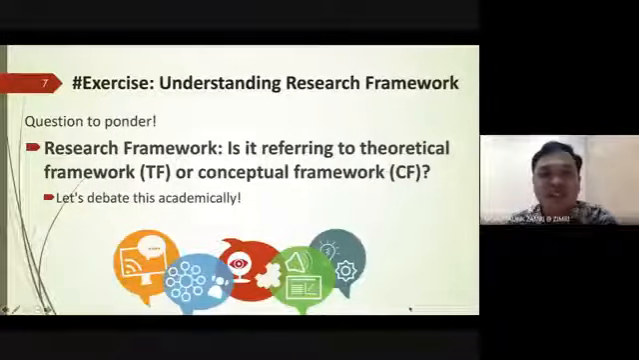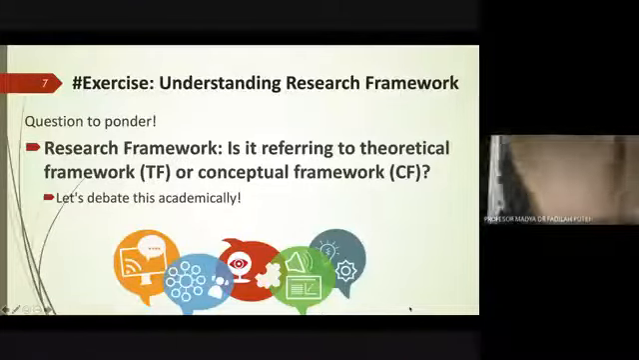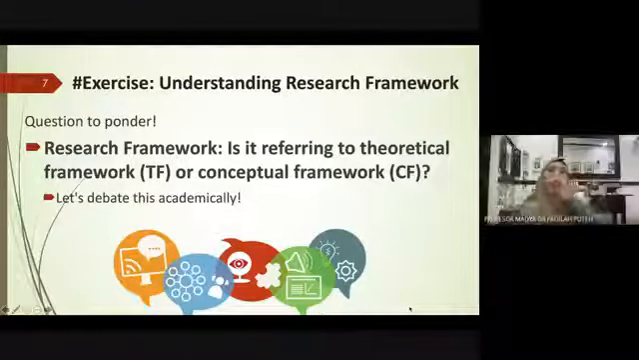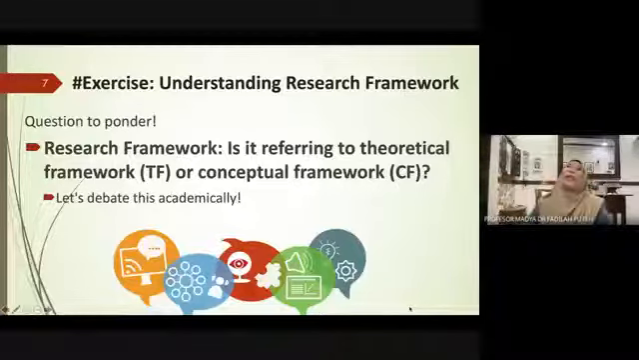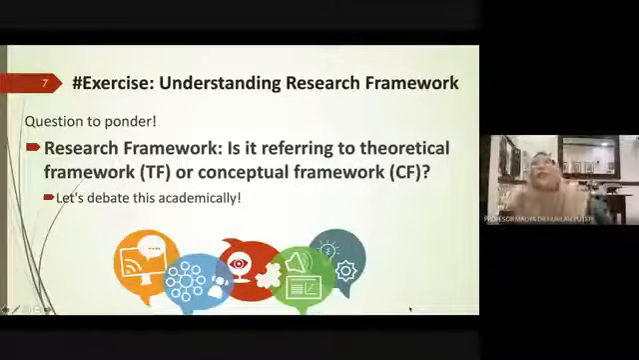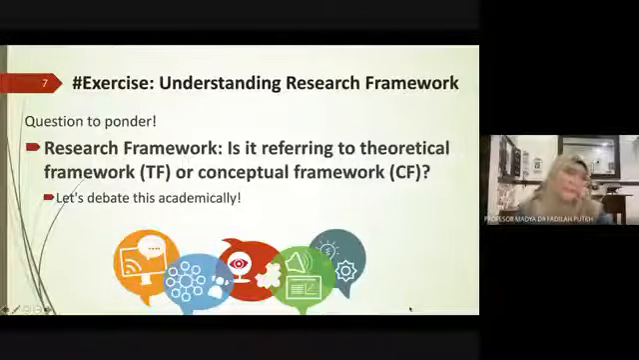Okay, anyone would like to try? Whether research framework is actually talking about theoretical framework or whether research framework is actually conceptual framework? Which one? I'm sure that some of you have your own unique school of thought, right? Anybody would like to try?